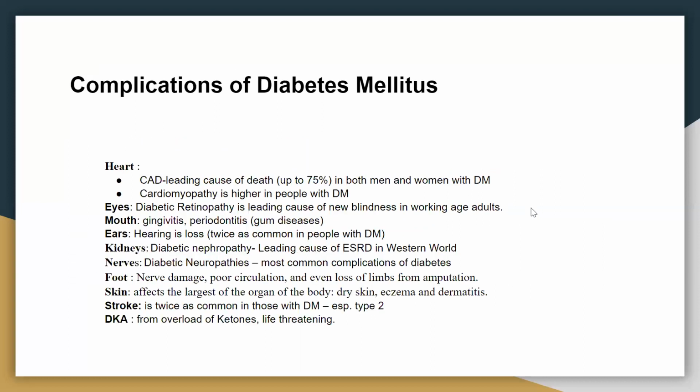What are the complications of diabetes mellitus? You can see it on the slide, but it basically comes down to one thing. Excess sugar will block the passage of blood through the capillaries. Where do we find the finest blood vessels in the body? In the eyes, of course, in the heart.